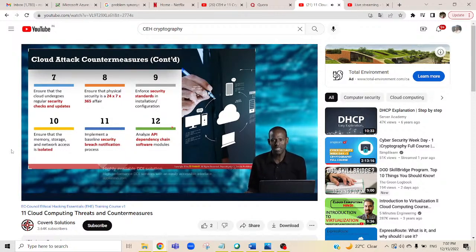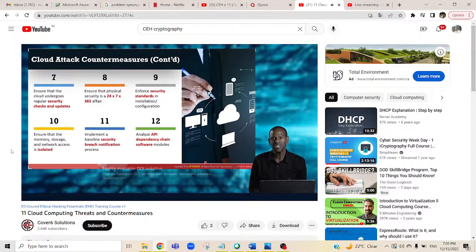Analyze API dependency chain software modules, and make sure that you have secure APIs on premise, in the cloud, as a cloud service provider. It is one of the most important tasks for any organization that deals with applications on a regular basis. There are many methods that you can use to test APIs, including fuzzing and other methods, to make sure they're secure. Right? So it's very important to do all of this to make sure that your cloud connections are going to be secure.